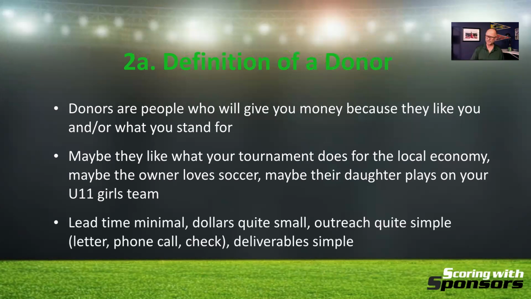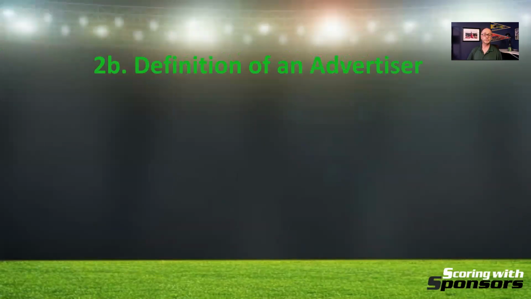The lead time is usually minimal. You can usually put together a letter and send it out 6 to 8 weeks before the event, and dollars are usually quite small. I have some tournaments that we work with that only sell their donor packages at $100. Just a small donation, they get a plaque at the end of it. Some go higher, some go $300 or $400, but relatively small. Outreach is quite simple. Deliverables are quite simple, and there's your donors.